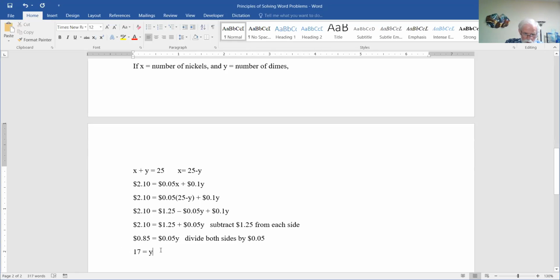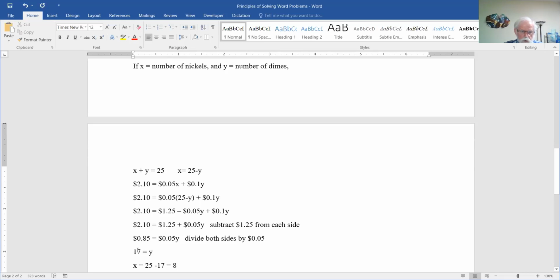So now we have 17 dimes. Remember, y is the number of dimes. So if we go back to our original equation, which we already rearranged to x equals 25 minus y, then we get x equals 25 minus 17, which equals 8. So we now have 25 coins. 8 of them are nickels, and 17 are dimes.